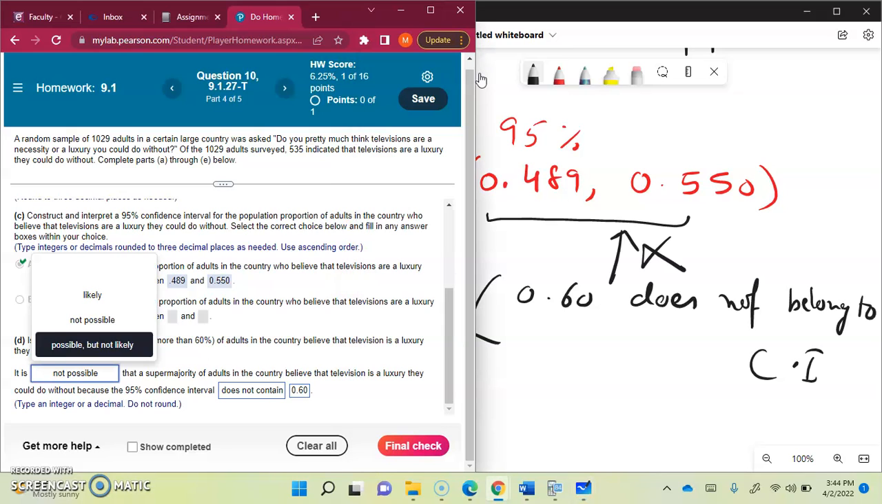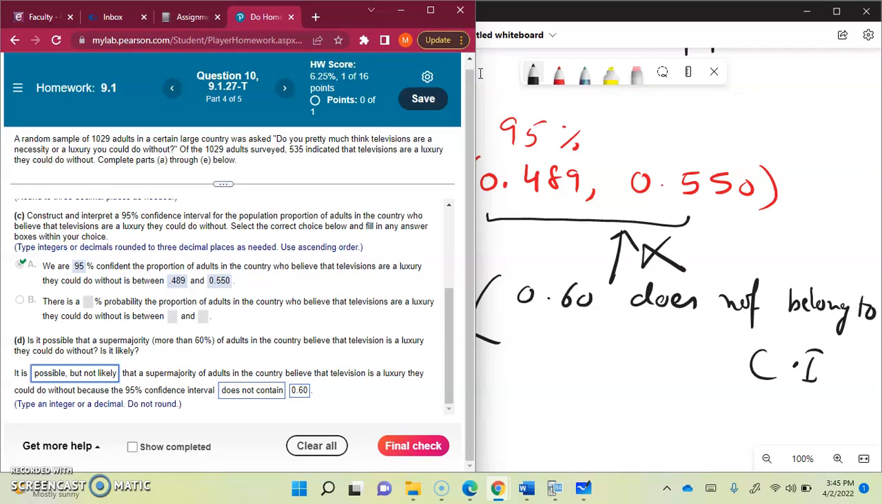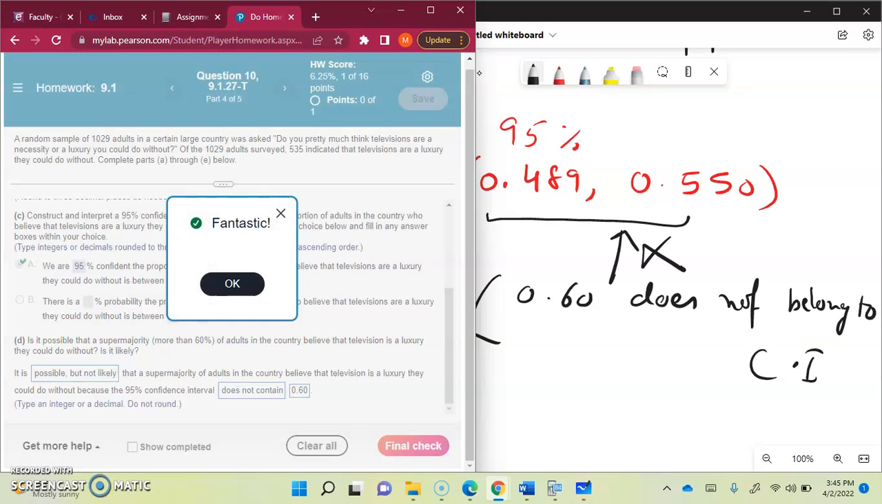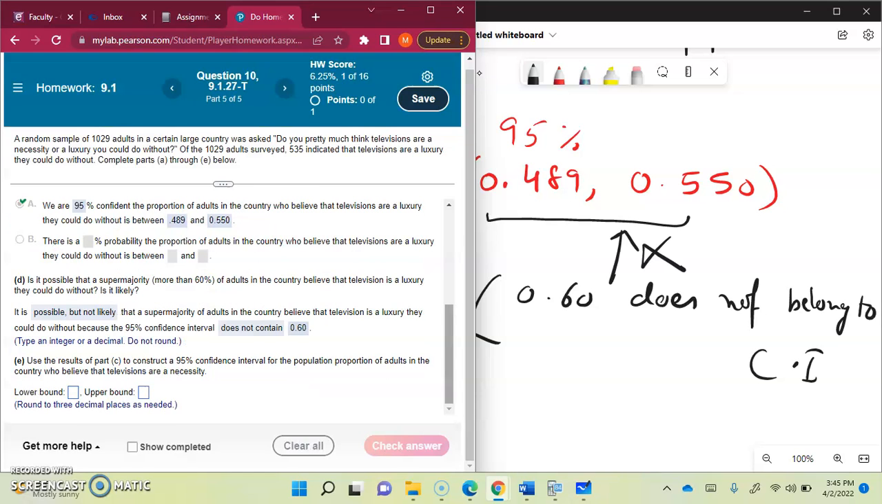We're going to say it's always possible. You can never say for sure that it's not possible. It's possible maybe, but it's not likely that a supermajority of adults in the country believe that television is a luxury they could live without. Why? Because the confidence interval does not contain 0.60. Okay, let's check the next question, please.